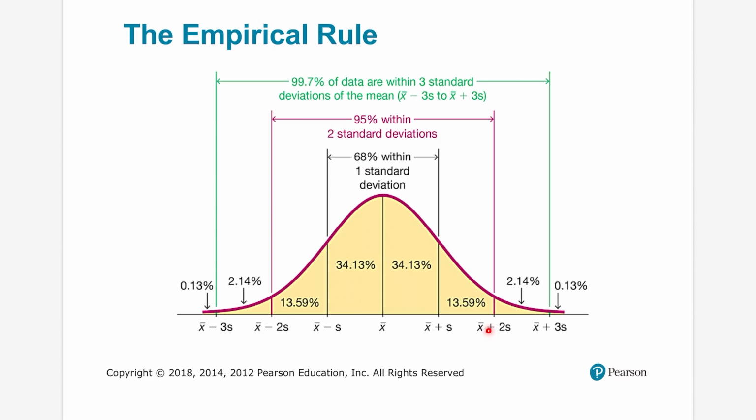This number is the mean plus 2 standard deviations, and this number is the mean minus 2 standard deviations. From here all the way to here, they contain 95%. This number is the mean plus 3 standard deviations, and this number is the mean minus 3 standard deviations. From this number all the way to here, it will contain 99.7%.